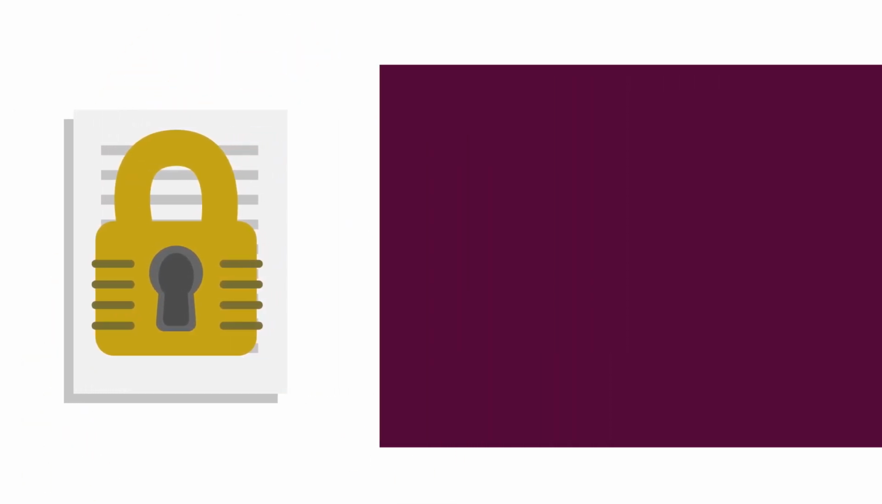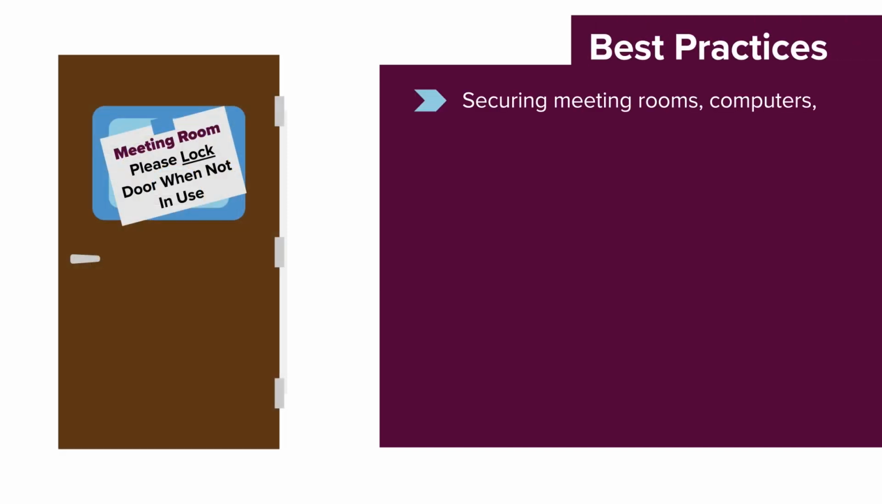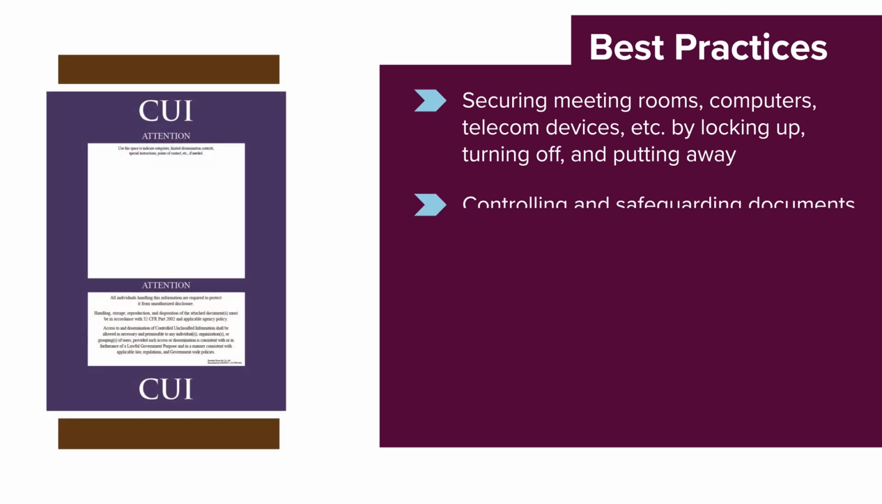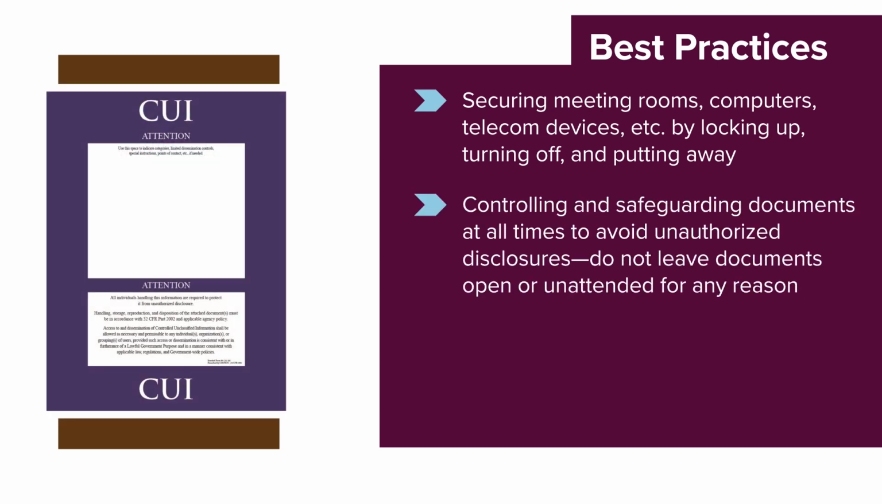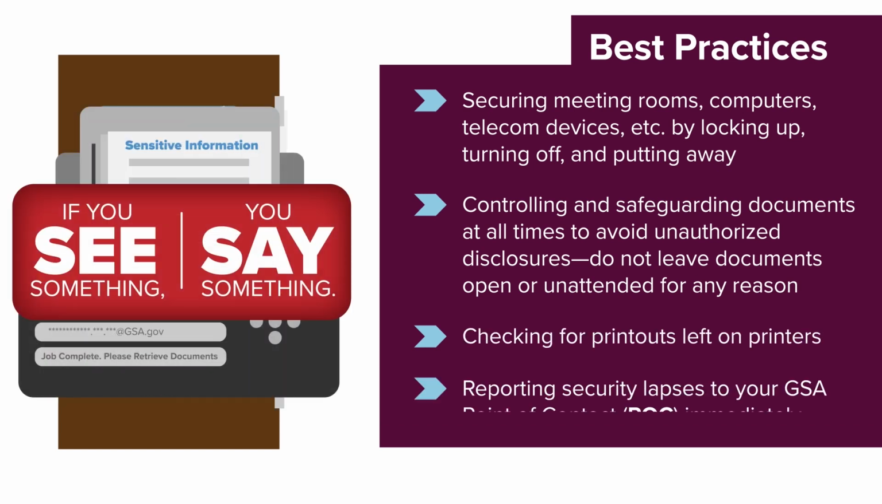Protect procurement information. Your goal is to protect procurement information, which includes physical security, equipment, and documentation. Best practices include securing meeting rooms, computers, telecom devices, etc. by locking up, turning off, and putting away. Controlling and safeguarding documents at all times to avoid unauthorized disclosures. Do not leave documents open or unattended for any reason. Checking for printouts left on printers. Reporting security lapses to your GSA point of contact immediately.